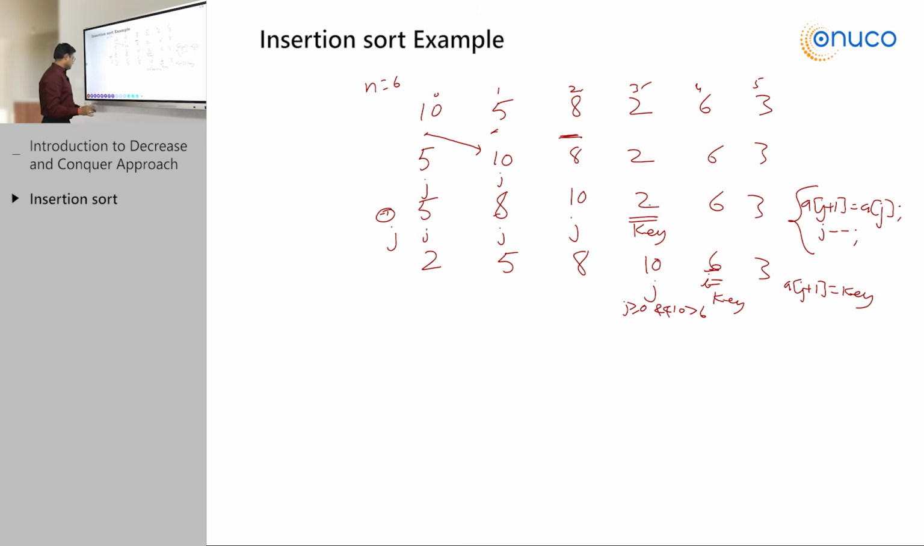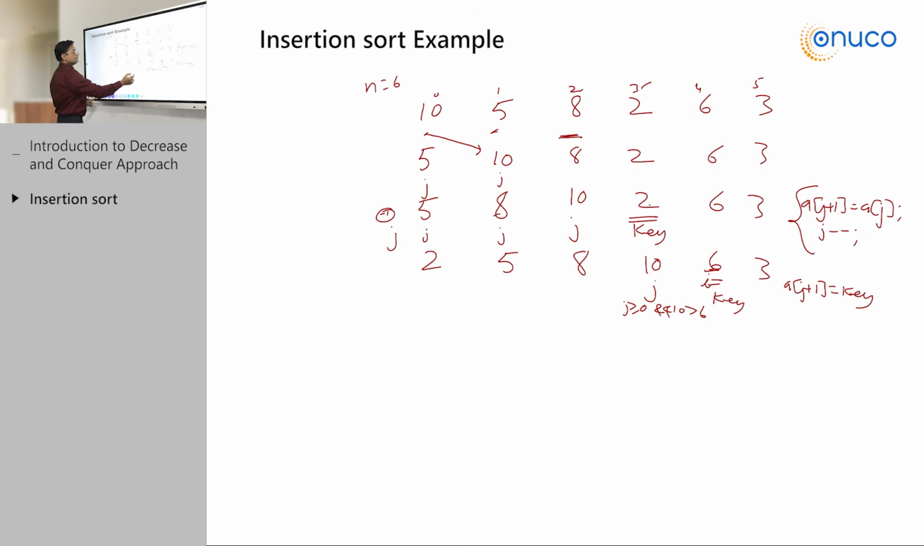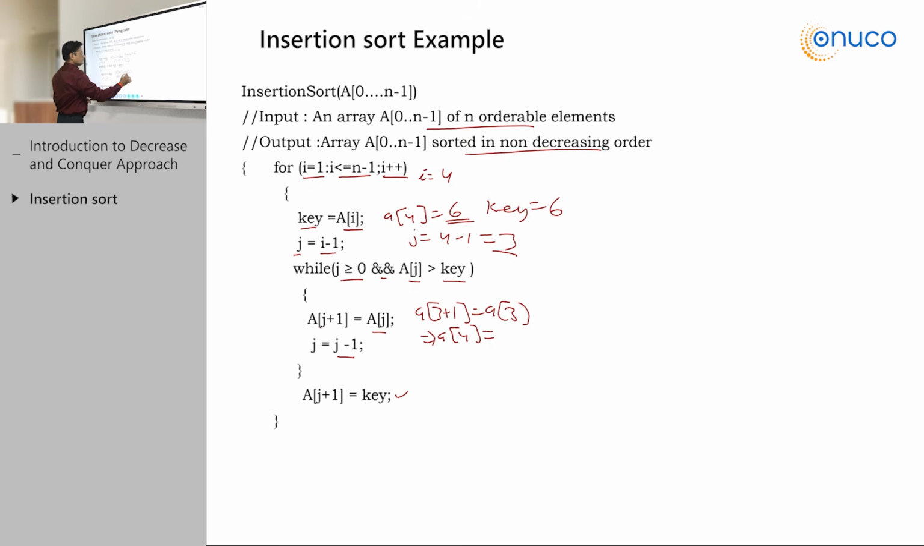The condition is true. If the condition is true, then what are you going to do? A of j plus 1 is equal to A of j. J is 3. A of 3 plus 1 is equal to A of 3. So A of 4 is equal to A of 3. And what is the value of A of 3, friend? A of 3 is 10. So this value is 10. So what did we do?